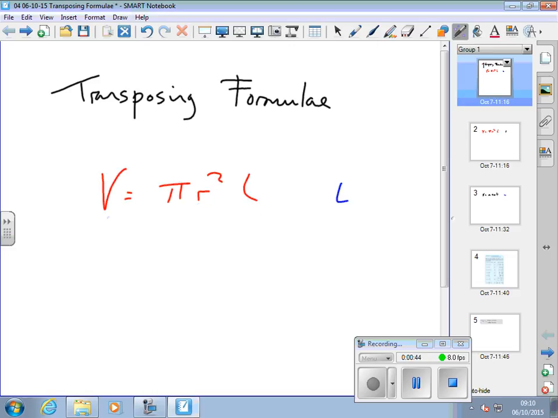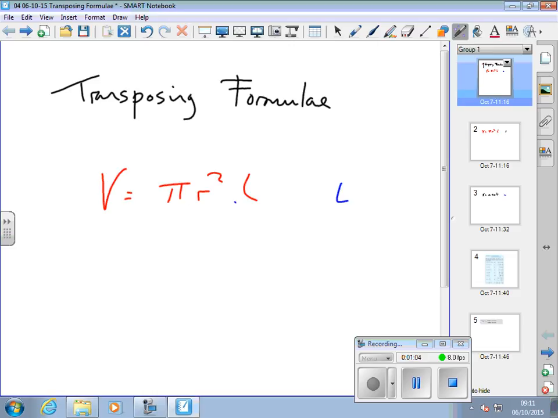Let's have a look at this right-hand side for a minute. It means the number pi, which we know, 3.14 something or other, multiplied by, so no symbol means multiply, radius, whatever the radius is, it's a number, squared. So the radius is squared, times again by the length L.